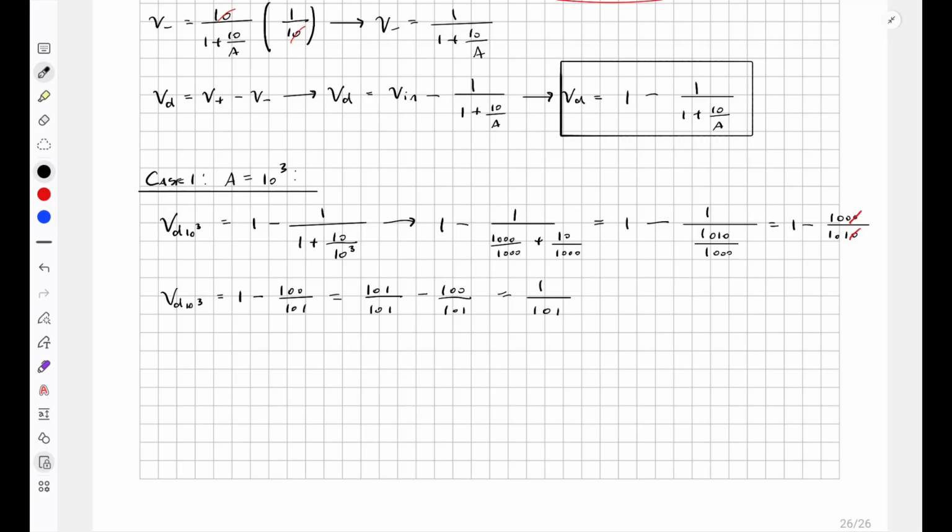I was hoping not to use a calculator, but we need to use a calculator. So let me go plug this into the calculator. This is 9.9 times 10 to the... There are some more decimal points, but that's sufficient. So this is equal to 9.9 millivolts.